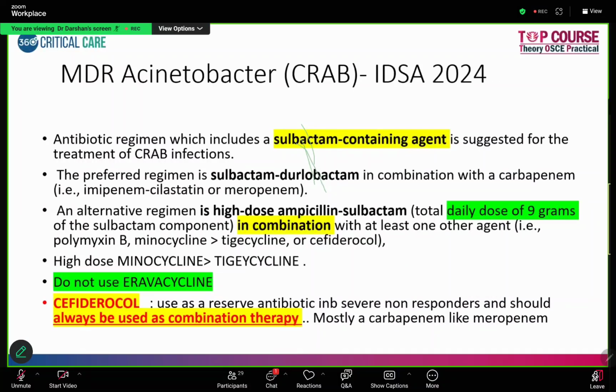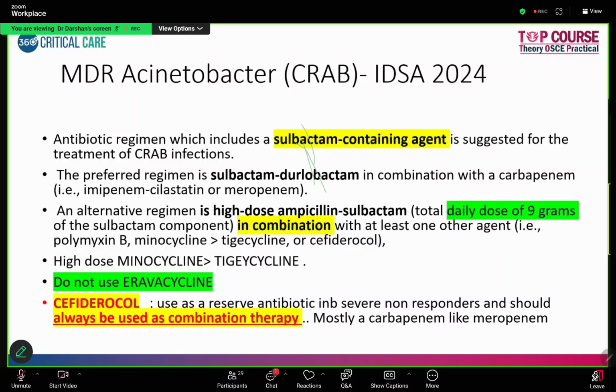So I told you it's a sulbactam based therapy. You can either use sulbactam-durlobactam if it is available. If it is not, high dose ampicillin sulbactam is what you need to use. So what is the dose that you need to give? It's a daily dose of 9 grams of sulbactam, which is supposed to be given to the patient. So this is the initial treatment approach for MDR Acinetobacter.